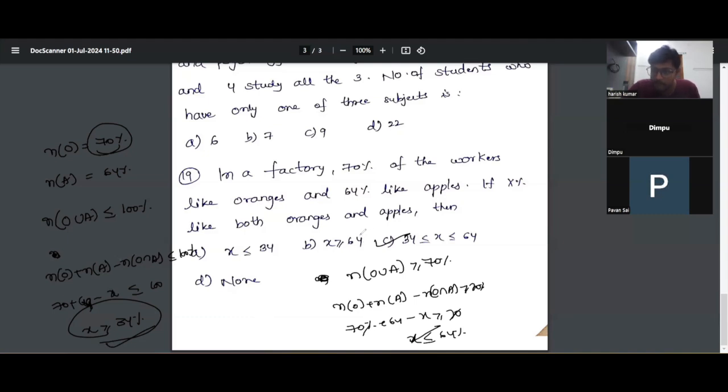Understood? Dimpu, did you understand this? So the most important point is this one, right? Here you have to be able to identify that n of O union A must be greater than 70%. Whichever of these two is larger, the union must be greater than or equal to that.